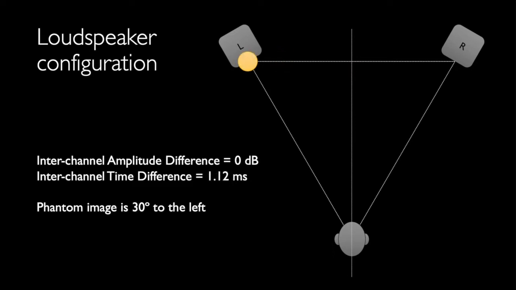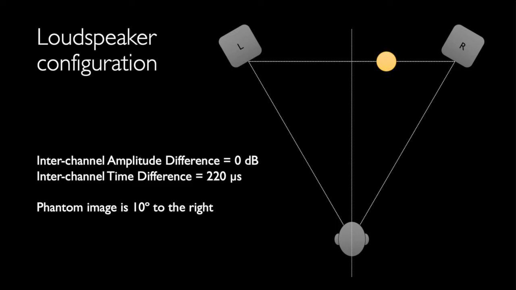Interchannel delay panning, 30 degrees left. The interchannel amplitude difference is 0 decibels, and the right channel is delayed relative to the left channel by 1.12 milliseconds. The image should appear to be positioned 30 degrees to the left of center or in the left loudspeaker.